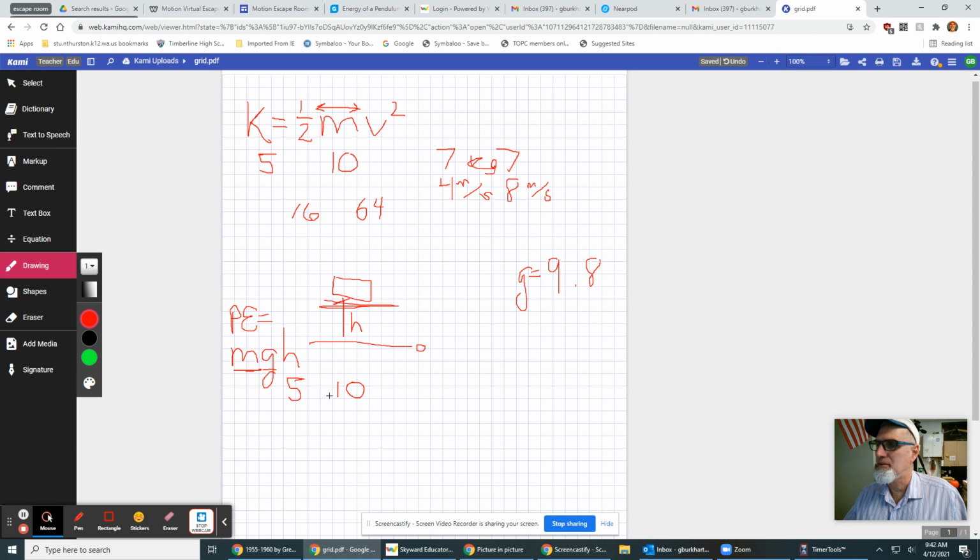Well, that would be double. We're doubling the mass. In either equation, when you double the mass, you double the energy. If you halve the mass, you halve the energy, and it's proportional. It's just a direct proportion.